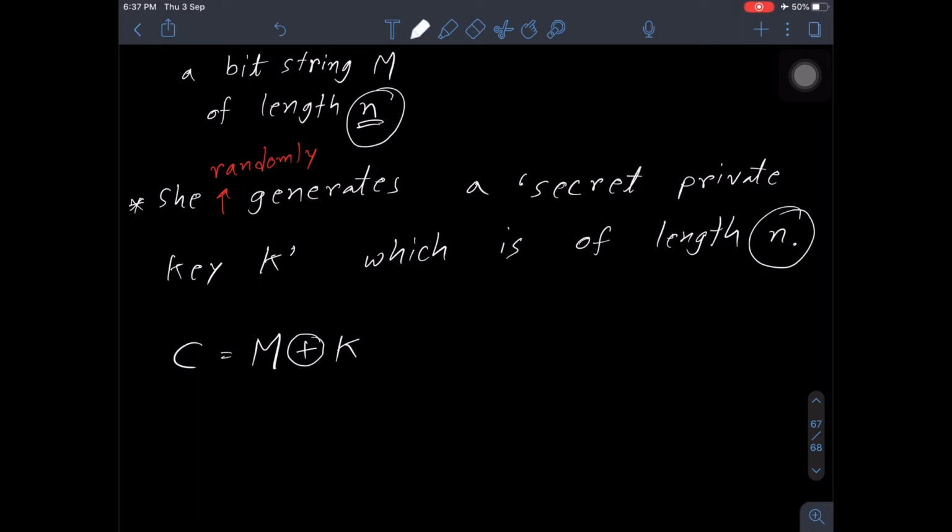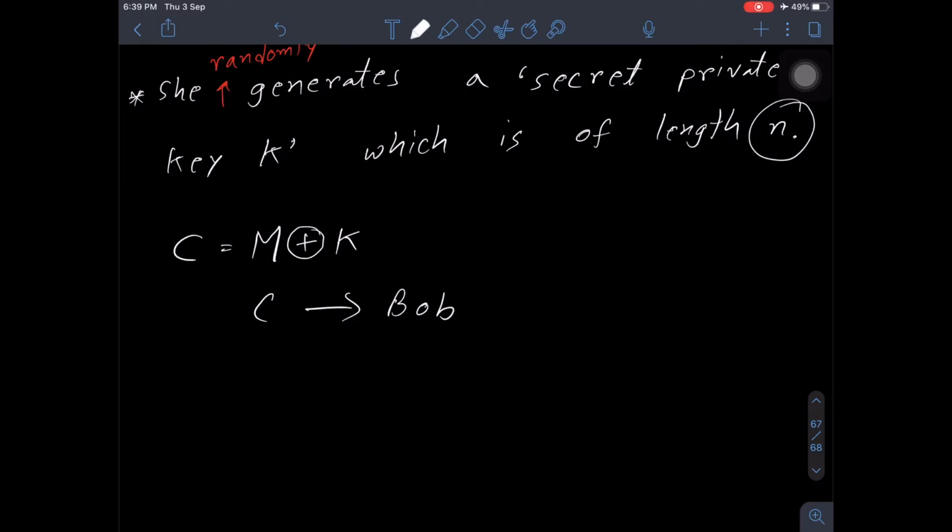So she sends C to Bob. C is sent to Bob. Then what does Bob do? Now Bob had the key, the private key K from before. So he receives this C and does the same XOR operation on the encrypted message C. And what is it? This is nothing but M XOR K XOR K.